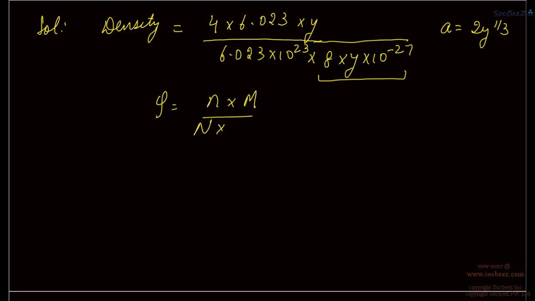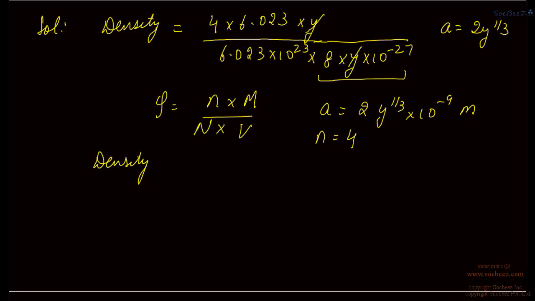Or if we just elaborate it, since we know n into molecular weight upon Avogadro number into volume, here A equals 2 y raised to the power 1 by 3 into 10 raised to the power minus 9 meter, and n equals 4 because the structure is rock salt structure, and M is given to us 6.023 into y. Okay, so from here, since y and y will get cancelled, density comes out to be 5 into 10 raised to the power 3 gram per meter cube, or equals 5 kilogram per meter cubed.